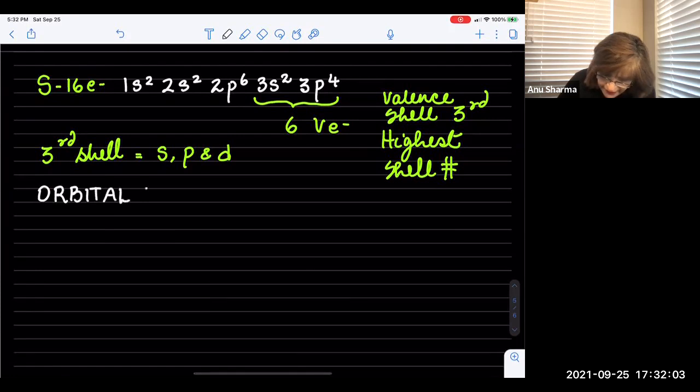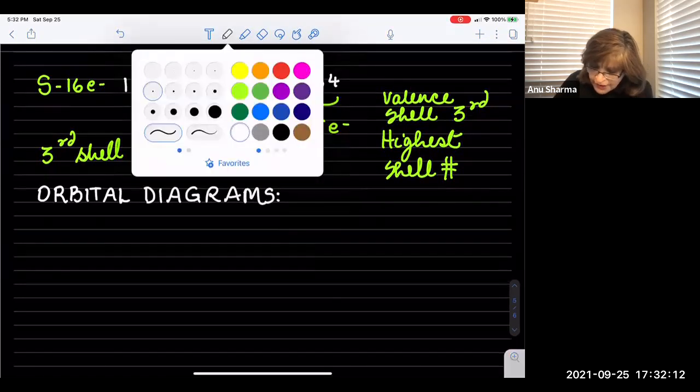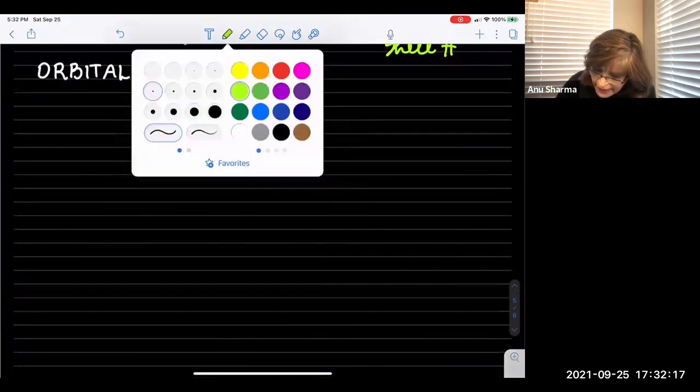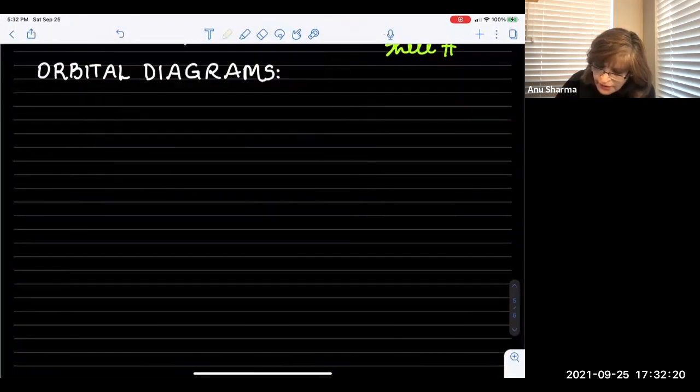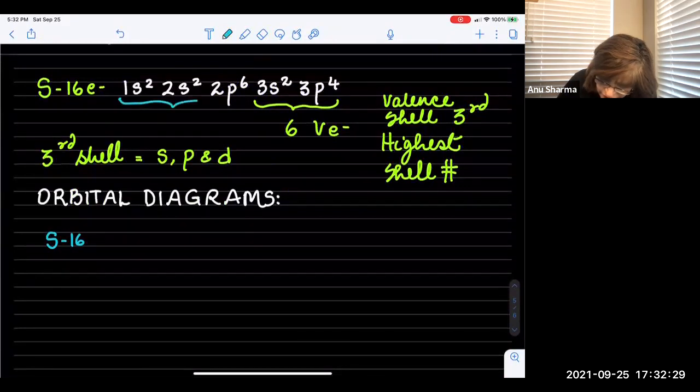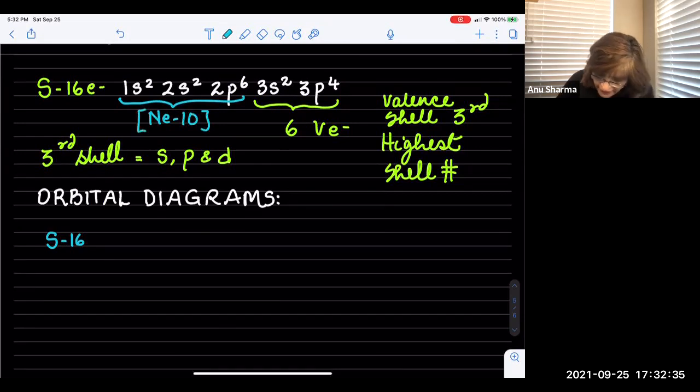Now let's look at the orbital diagram of sulfur, and of sulfur in different conditions. So here we have sulfur 16, and let's just put the inner core. This is the inner core of 10 electrons, like that of neon. So we have the inner core neon 10, and you have the outer shell 3s2 and 3p4.